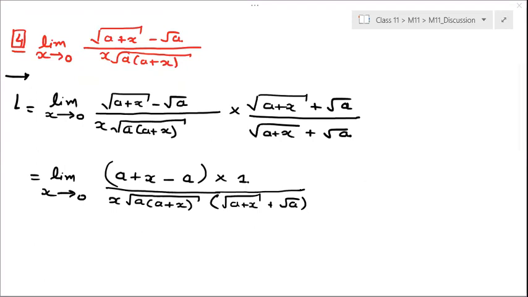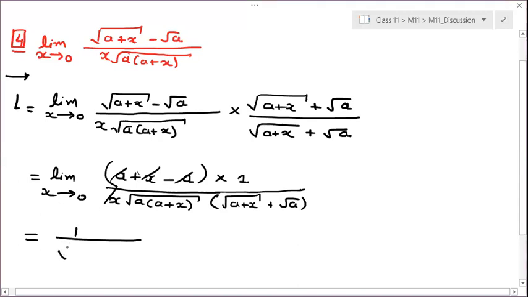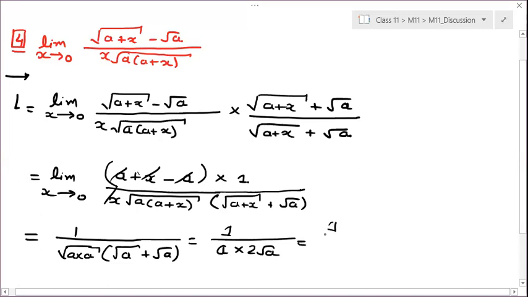Okay, thank you. So now here plus a and minus a will get cancelled out. Here we will be left with x, so plus x and minus x will get cancelled out. So we will be left with 1 upon this term. So put x equal to 0 over here. So 1 upon root a into a plus 0, that is a only. Here root(a plus 0), root a plus root a. So this will be equal to 1 upon root a square, it is a only, and root a plus root a is 2 root a. Okay, so it is 1 upon 2a root a, or a to the power 3 by 2.